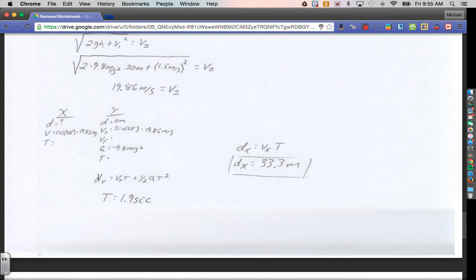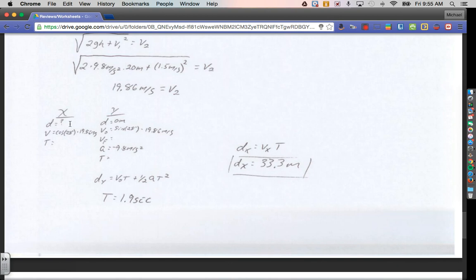Be aware that this d is 0. So you don't have to use the quadratic formula. Because the d is 0, you can just subtract your 1/2 at squared over to the other side and divide both sides by time, and you'll be good to go. You won't have a time in this term anymore, and this will only have one time. So you can do the algebra a little bit easier, but you should get a time of 1.9 seconds.